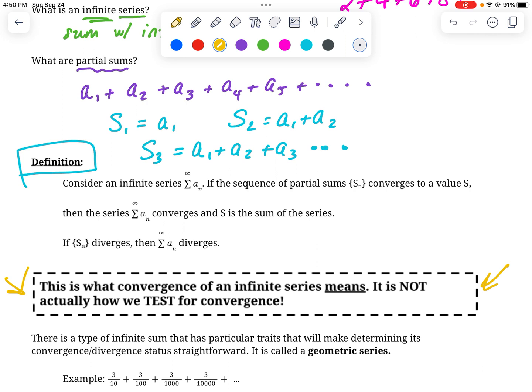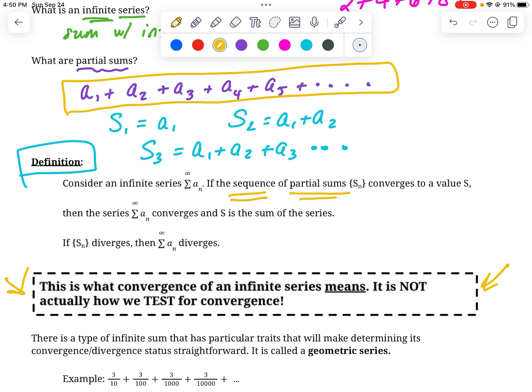So think about an infinite series, such as this thing in purple, okay? So we have this infinite series. If the sequence of partial sums has a limit, converges to some value s, then the series itself converges, and s is the sum of the series. So let's go back to this very confusing part of this statement. The sequence of partial sums.